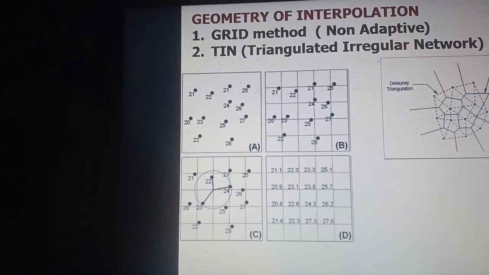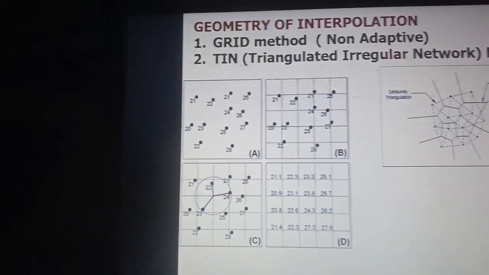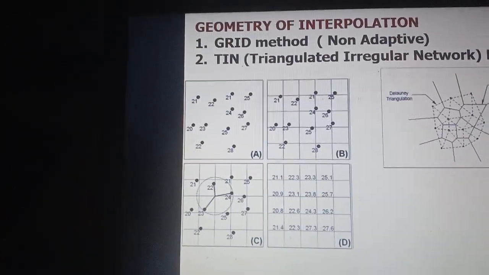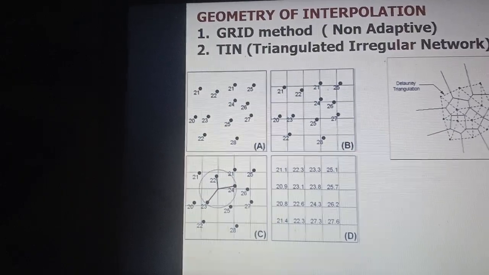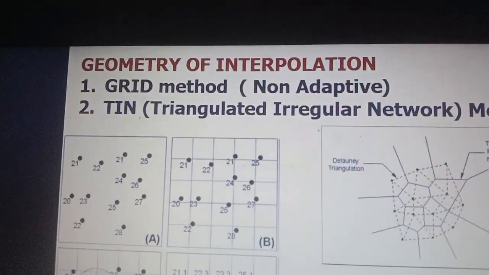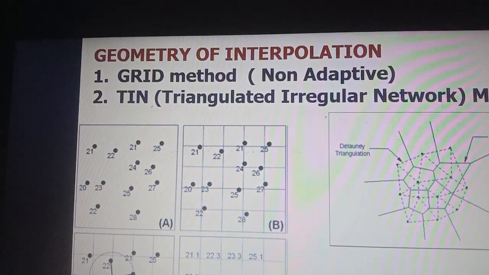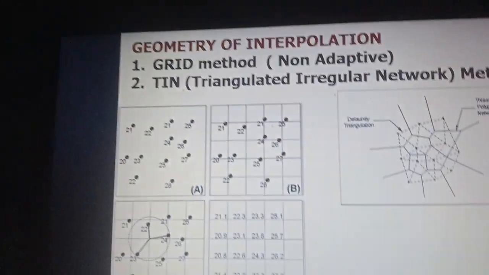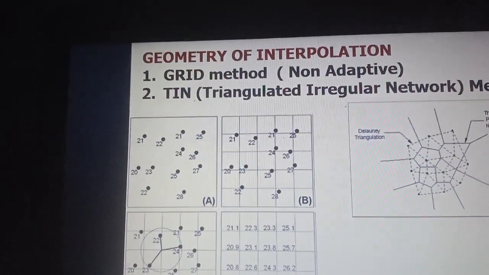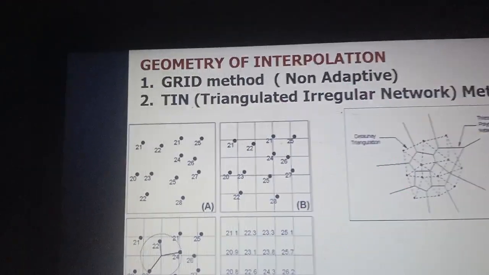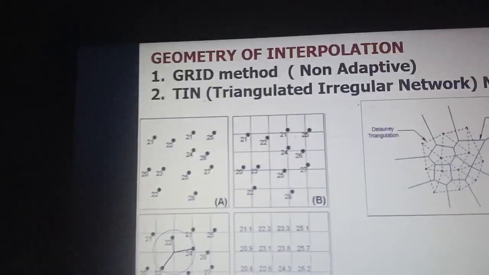So I told you two factors. One is the number of samples, another is the distribution pattern. Grid type of interpolation does not take the distribution pattern into consideration. Whereas in the case of the TIN method, what is TIN? Triangulated irregular network. Based on that particular method, the interpolation accuracy is high. All modern day surveying is done on the TIN concept, the triangulated irregular network concept.